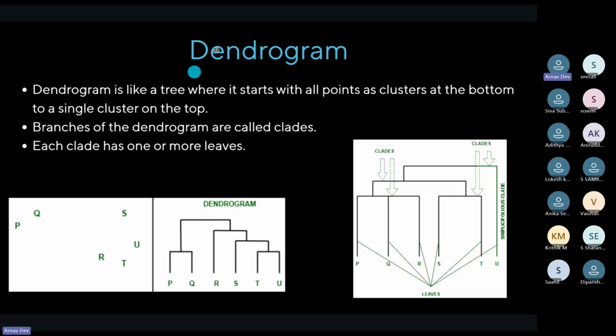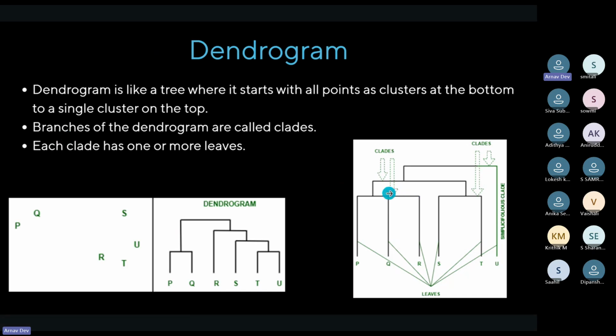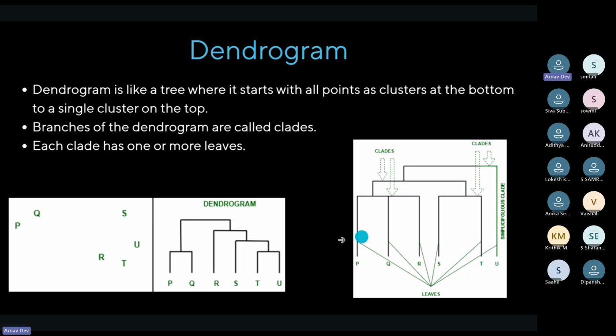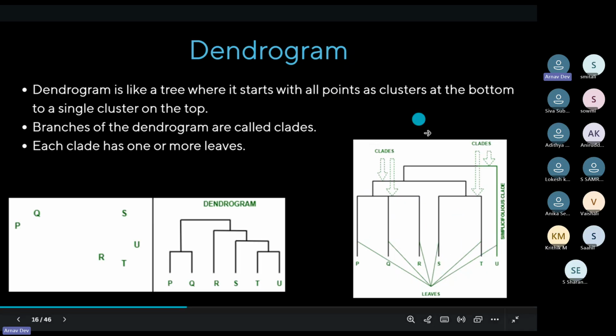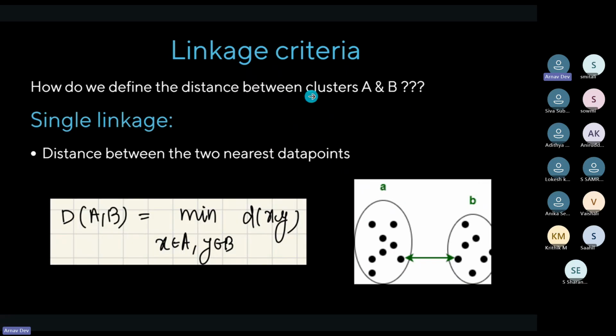Let's move on to the dendrogram. As I explained, it's a graph or tree where you can see all of the data points being grouped together at different stages, and you can either move up or move down in hierarchical clustering. The branches of the dendrogram are called clades, and each clade has one or more leaves. At the end, you have one, two, three, four, five, six leaves of the dendrogram. This is the mathematical view of what a dendrogram is. Now let's move on to the linkage criteria.